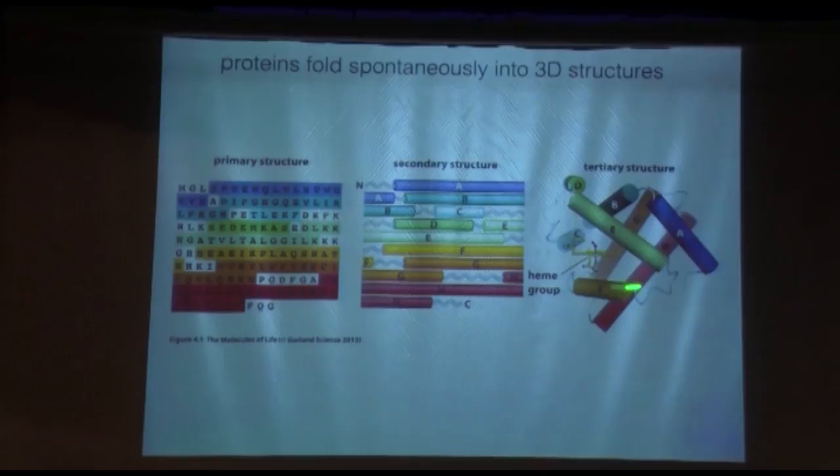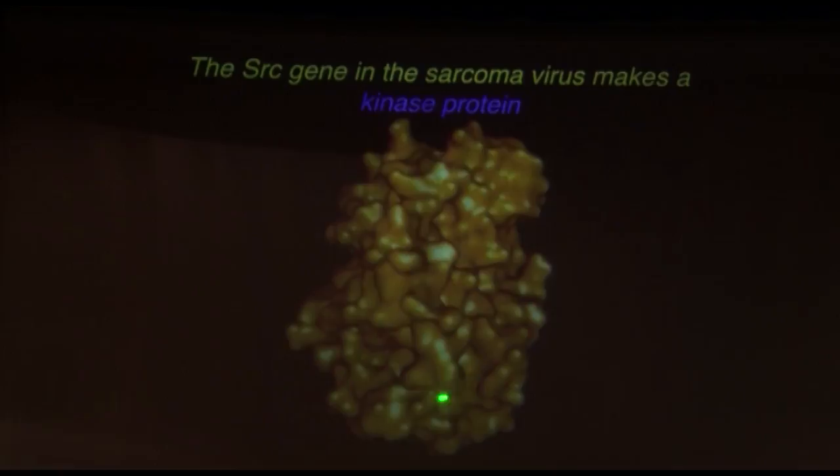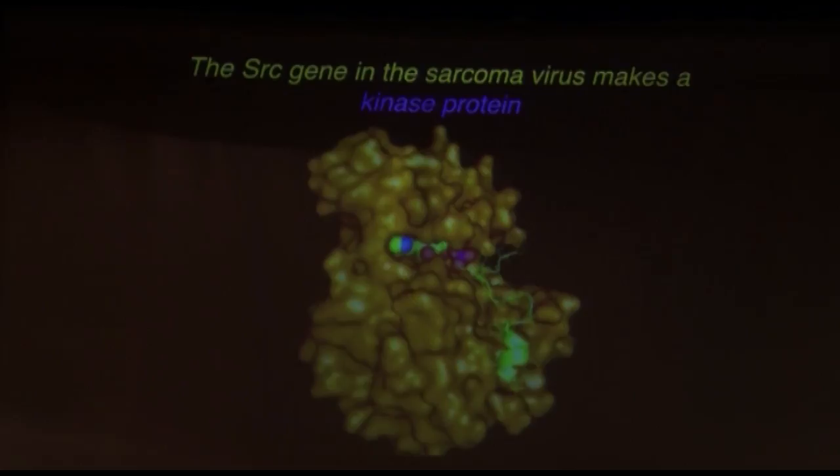So the SARC gene in the RAS sarcoma virus codes for a protein. That protein is called the SARC protein, and it folds up into a specific three-dimensional structure. This is the key part of the protein, shown in three dimensions, with the surface of the protein colored yellow. And what this protein does is bind ATP. Let me show that again.